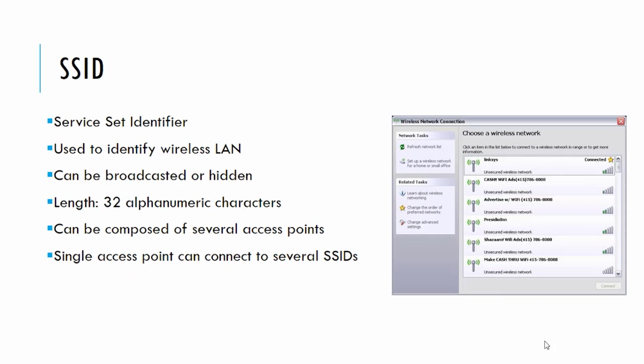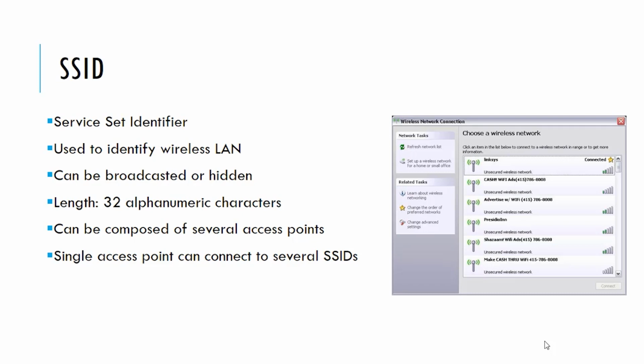The SSID, which is the service set identifier. This is the name of the network. This is the name that you can see when you scan the surrounding area for wireless networks. It is used to identify the wireless LAN. It is the name of the wireless LAN that you choose to connect to. It can be a broadcasted name or a hidden name according to the configuration of the access point and the wireless LAN. The configuration says that this wireless LAN is broadcasted. Anyone that scans the network using the mobile device or the laptop can see the name of this network, or it can be hidden, so scanning the network does not show this name.